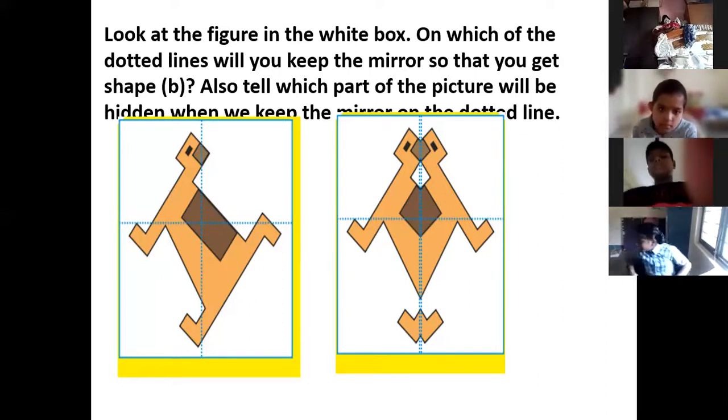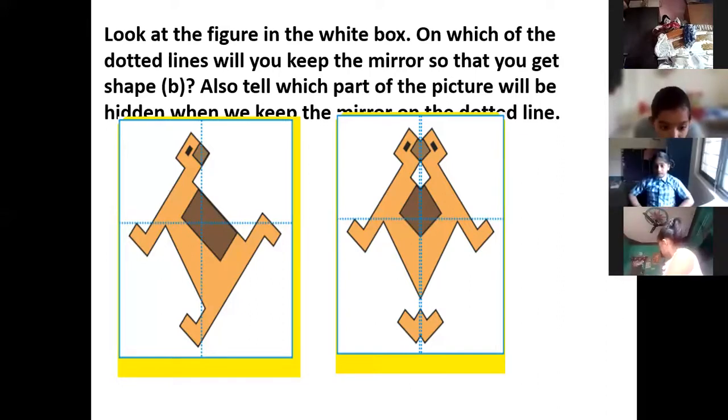This picture I am sending, take the printout of this. Wherever the line is there, keep a mirror. You can see both exactly look the same. These are the activities you have to do.